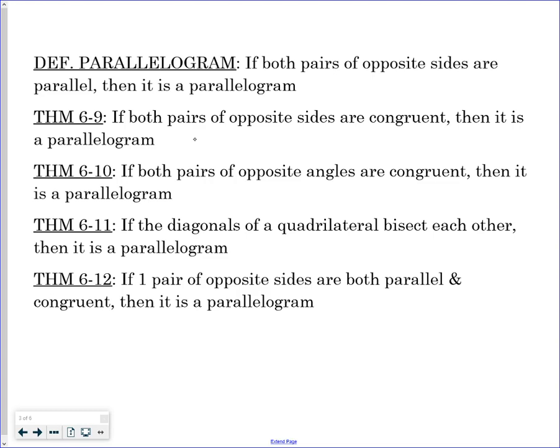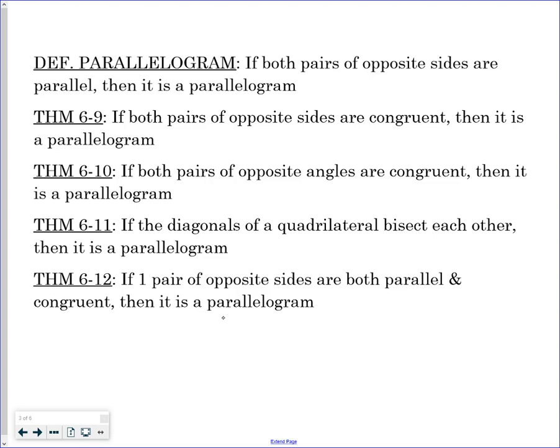Yesterday they said, hey, it's a parallelogram, so both pairs of opposite sides have to be congruent. Today I'm saying I have a four-sided figure. If both pairs of opposite sides are congruent, then it's a parallelogram. Do you see what I'm saying? It's the exact same thing, okay? 6.10. If both pairs of opposite angles are congruent, then it's a parallelogram. 6.11, if the diagonals of a quadrilateral bisect each other, then it's a parallelogram, exactly backwards from yesterday. And 6.12, if one pair of opposite sides are both parallel and congruent, then it's a parallelogram.